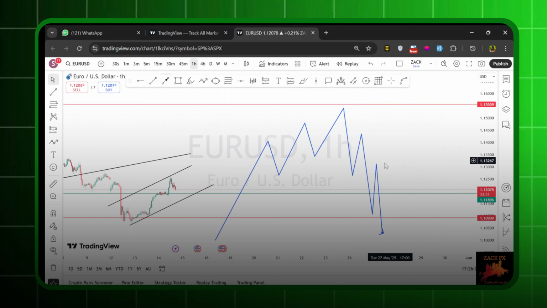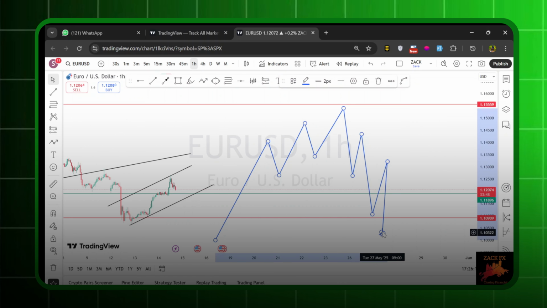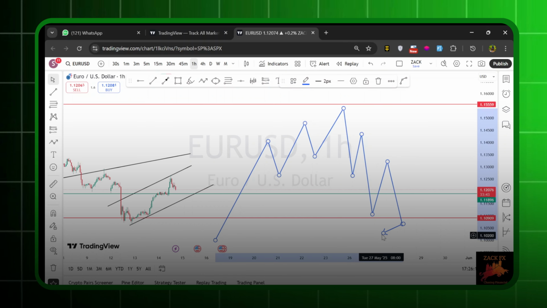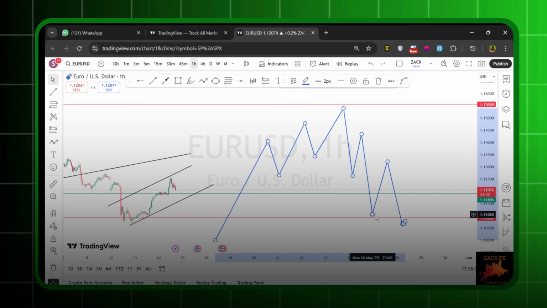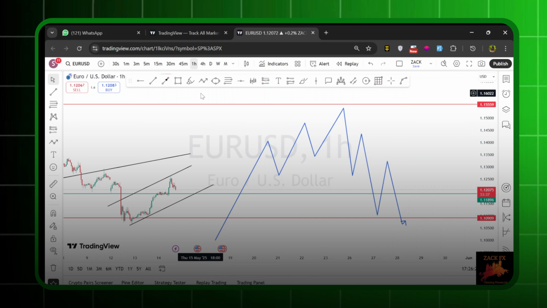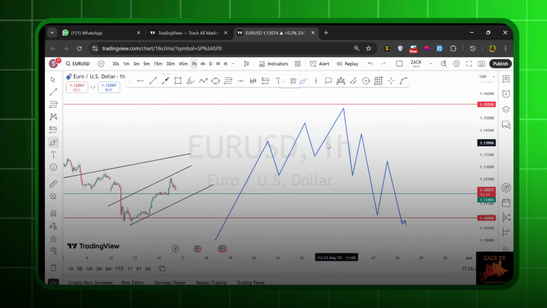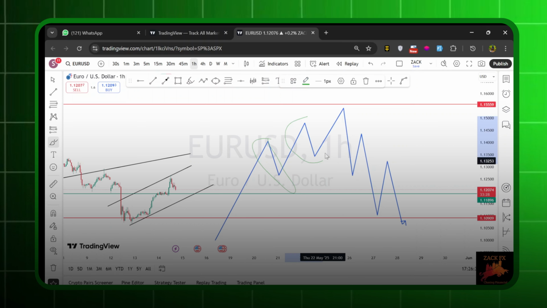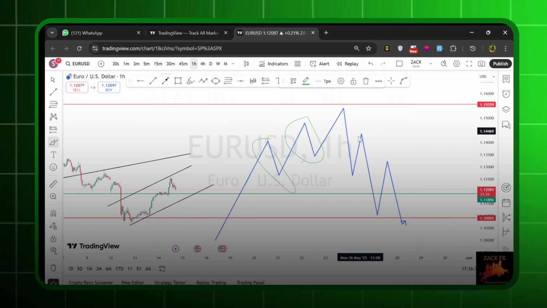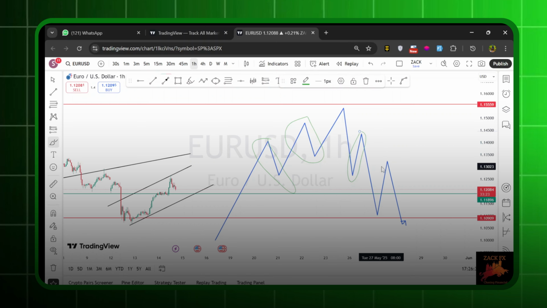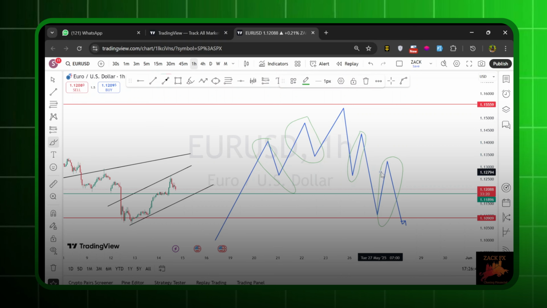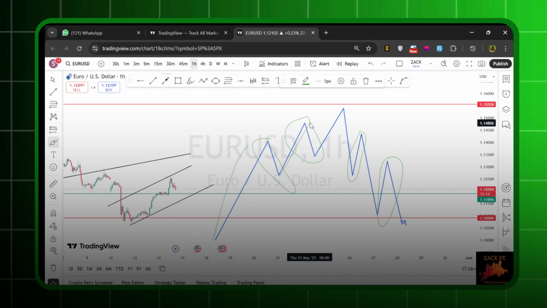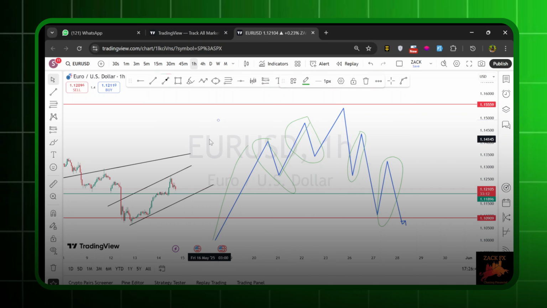So basically, these phases are what we are calling the corrective phases. When the market comes back while it was going up, those are what we call the corrections. When it was going down, those are the things we call the corrective phases. And these other ones, these are the impulse phases. Okay?